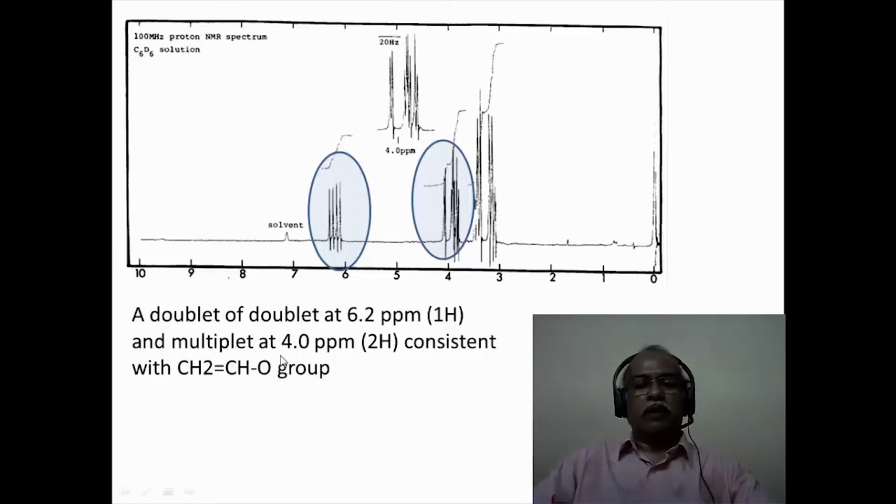In other words, in the vinyl ether functional group, this particular hydrogen, which is directly attached to the carbon bearing the oxygen, would come at a higher delta value, around 6.3 or 6.2 or so. And this is a doublet of a doublet, as is seen here. The doublet of a doublet is essentially because of the vicinal CH2 group, which has a cis as well as a trans relationship to the CH functional group here. So this would give the cis as well as the trans coupling constant corresponding to a doublet of a doublet.